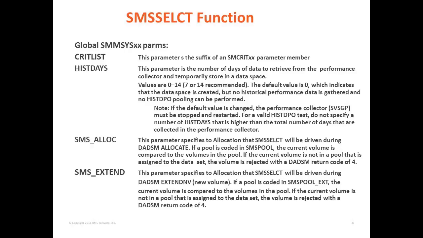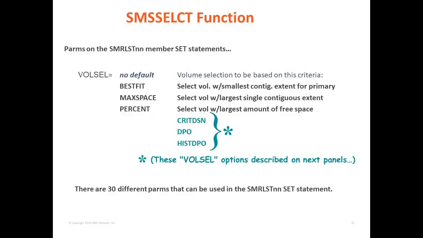SMS alloc and SMS extend are required if the SMS select is used with subpooling. In all, there are 30 different params that can be used in the R list of the SMS select. For this session, we concentrate on one of the more common params, volcel. Best fit, max space, and percent are used by the function to allocate datasets to logical volumes based on the requested space of the allocation.